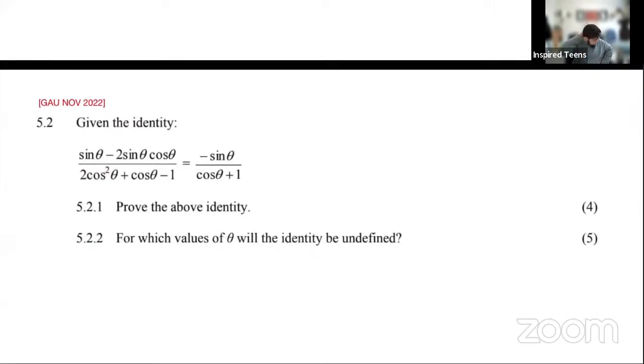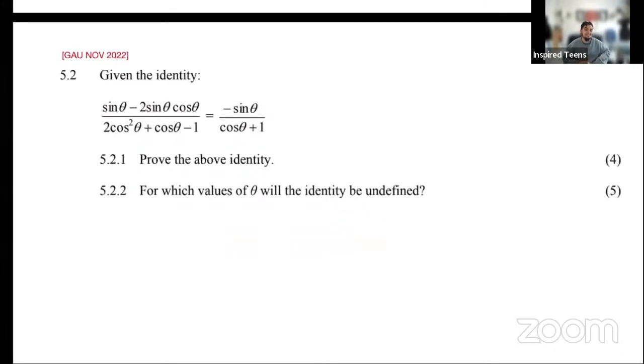Okay, now let's look at the next one. 5.2. Given the identity sine theta minus 2 sine theta cos theta. One second, let me just check if this is the grade 11 question. It's not supposed to be here. I think it is a grade 11 question. Yeah, it's a grade 11 question.